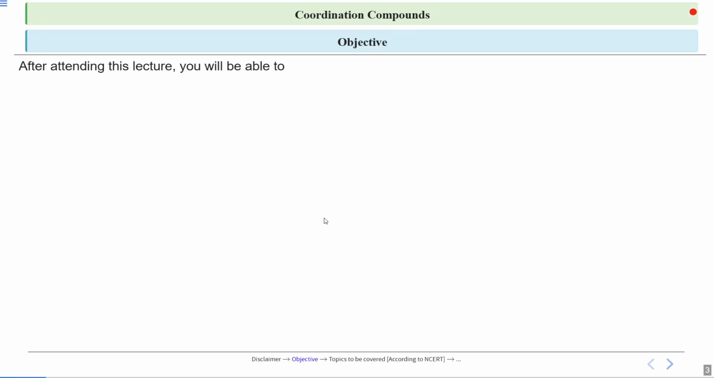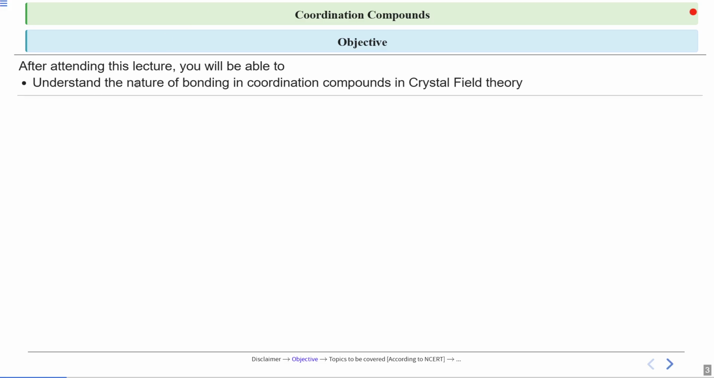The objective of today's lecture: after attending this lecture, you will be able to understand the nature of bonding in the coordination compounds in terms of crystal field theory.